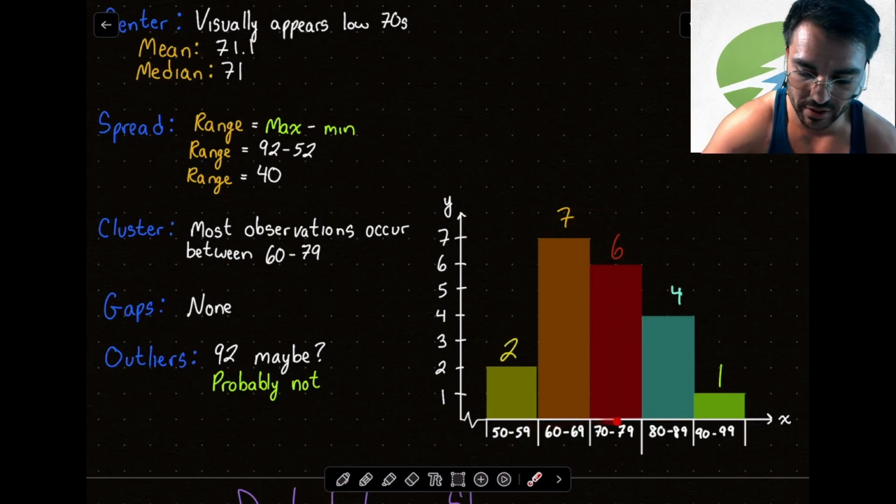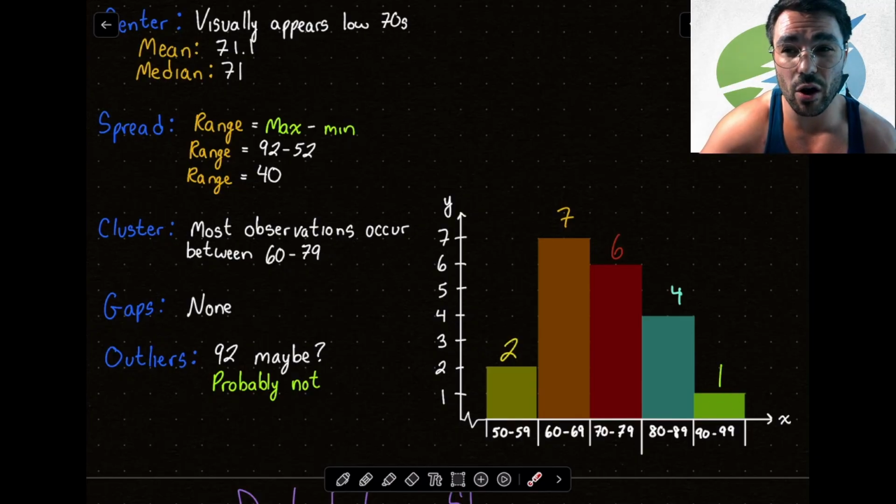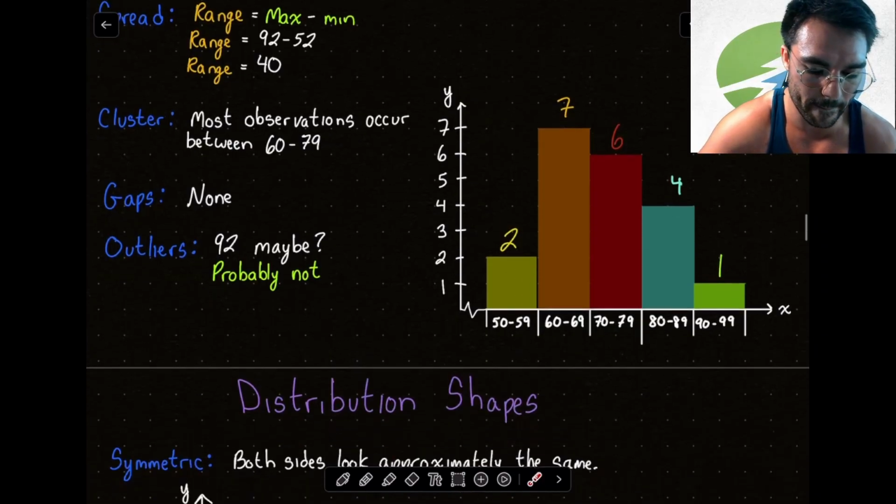There are no gaps in all of our bins here. They all have values to line up to. No gaps here. Outlier, 92. Is that a possible outlier? When we get to the IQR rule, we'll see for sure. But because there's no gaps, it's safe to say we don't have any outliers for our histogram here.